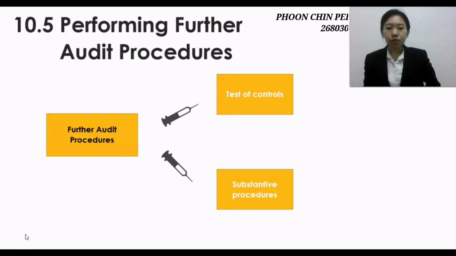Today I would like to talk about further audit procedures. Further audit procedures are split into two sections. The first one is test of control, and the other one is substantive procedure. So today I would like to explain more about test of control.